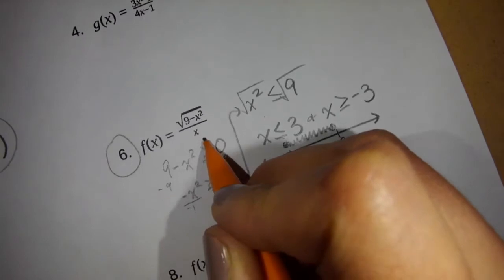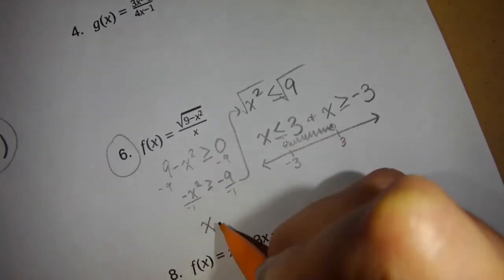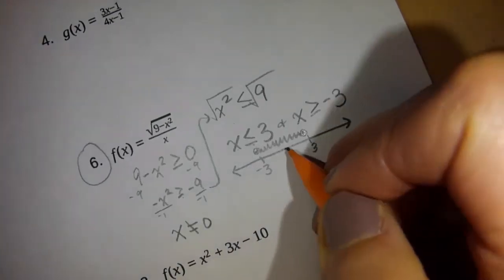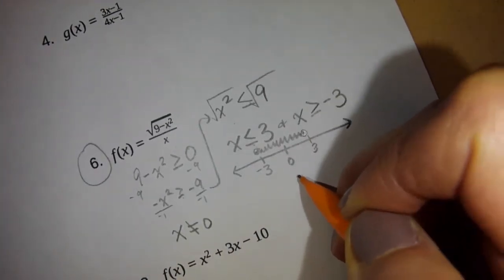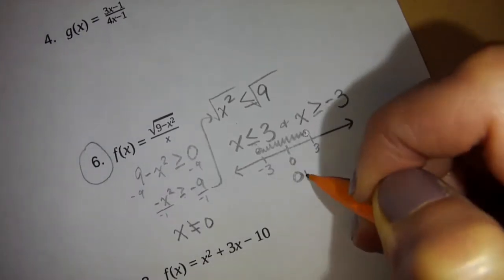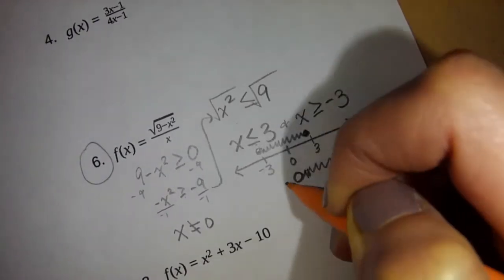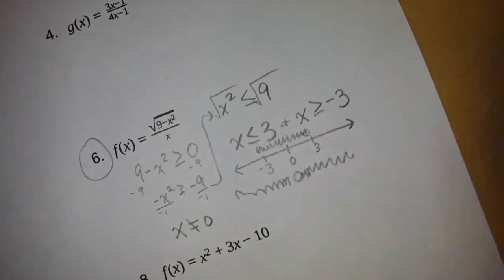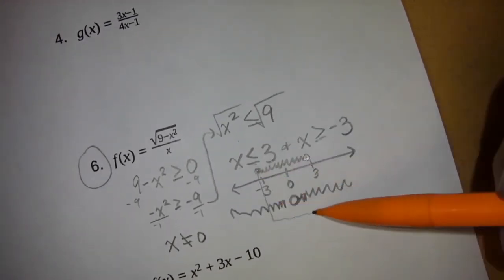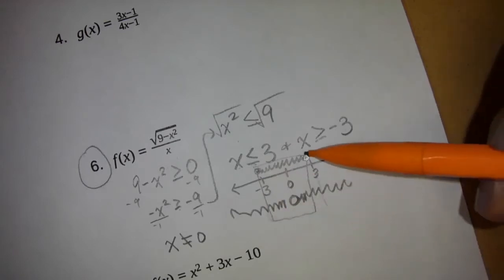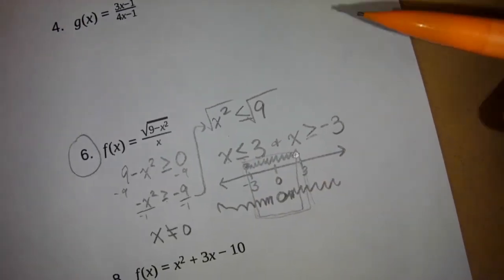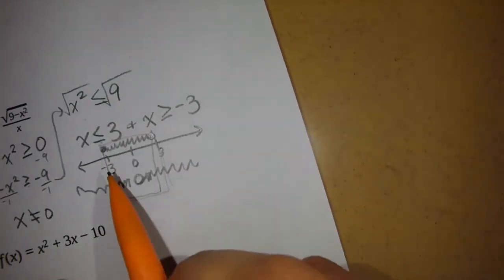Okay, so since this is a fraction, we have to look for the overlap. So for the denominator, we have x, and x just cannot equal 0 for the denominator. So here we have 0, and for this one, we have an open point, and any number bigger than 0 would work, and any number less than 0 would work. So our overlap here would be right here. That's our overlap.